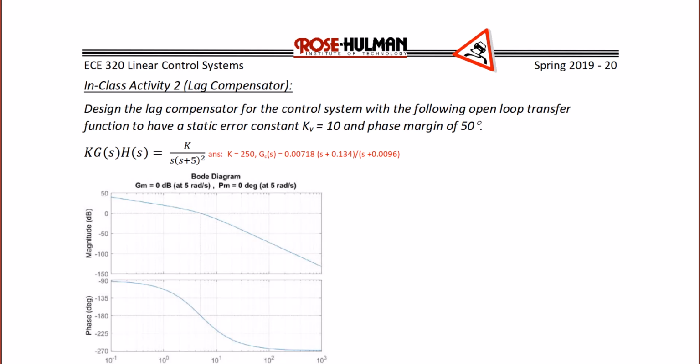So hello and welcome back to lecture 9-2 in class activity 2. We're going to use frequency response design to create a lag compensator for a control system with the following open loop transfer function that will have a static error constant Kv equal to 10 and a phase margin of 50 degrees.